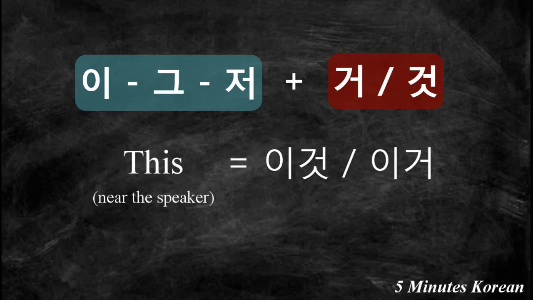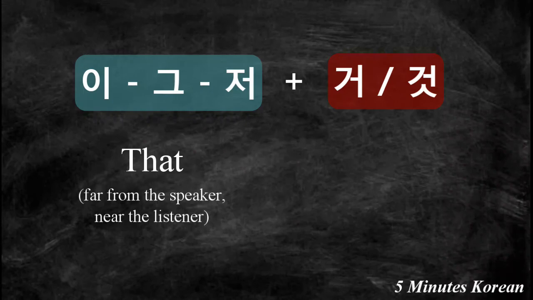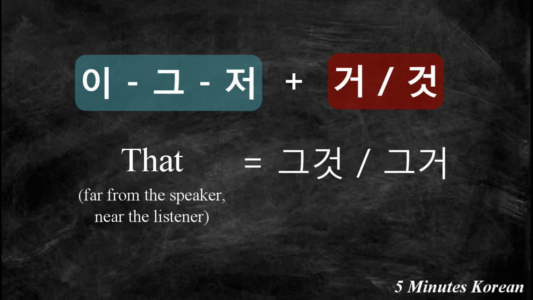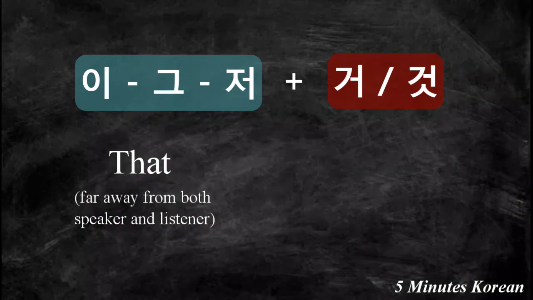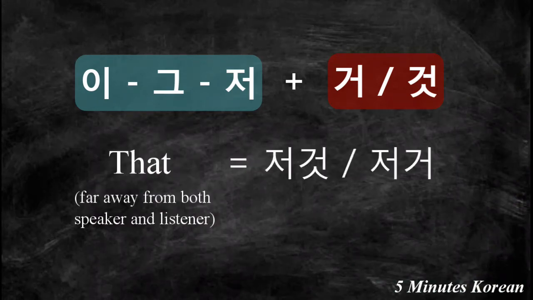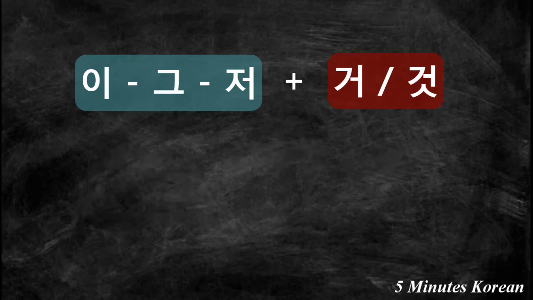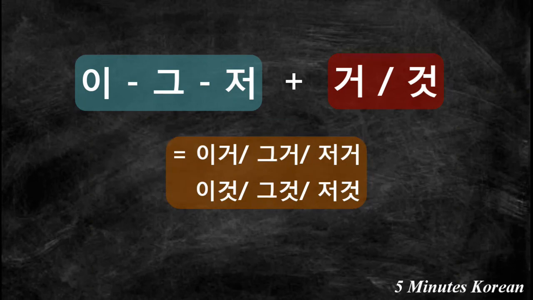And how about that or it? Again, if it is near the other speaker, you can say 그것 or 그거. Okay. And how about if the object that I'm talking about is far away from both of us? How can I say that thing, it? You can say 저것 or 저거. So we talked about 이, 그, 저 and 이거, 그거, 저거. Well, that's pretty much it. Yeah, it's very easy, right?